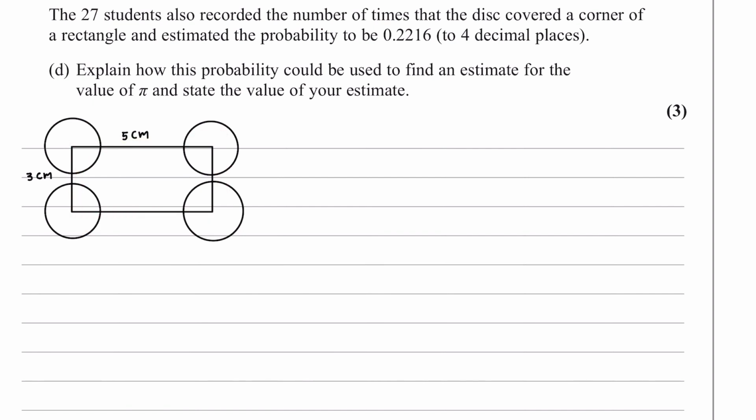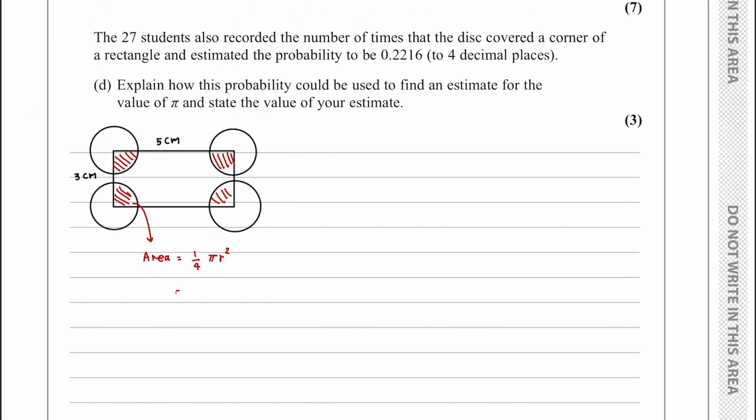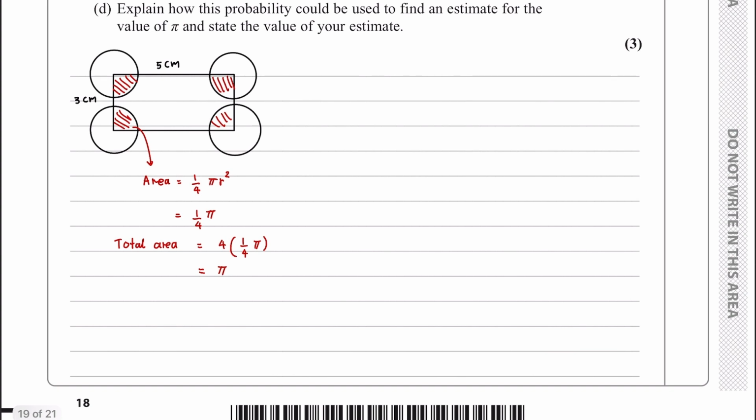To land on the corner, we have 4 possibilities here. If we consider this grid, you can see that the area that we want is this one, this one, this one, and this one. Each area is a quarter of the whole circle, which is pi r squared. Since the radius is 1, each area at the corner will be 1/4 pi. Now we can see the total area is 4 times 1/4 pi, which is just pi. And this total area is the area where the disk will land covering a corner.